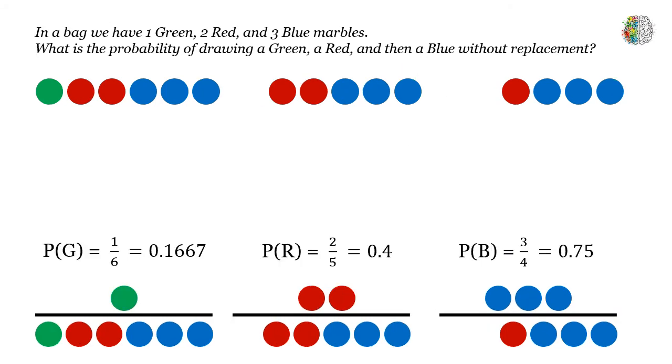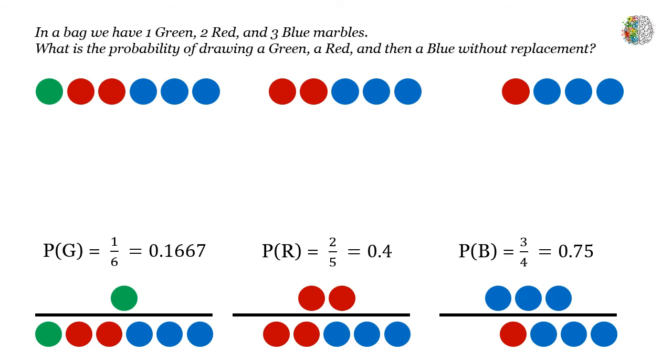So now when I look at the probability for drawing each of these marbles, on my first draw I've got 6 marbles, 1 of them is green, so 1 out of 6 is going to be my probability of drawing a green marble. On my second draw I now have 5 marbles because I'm going to leave that green out. That's going to give me a probability of 2 out of 5 to draw a red.